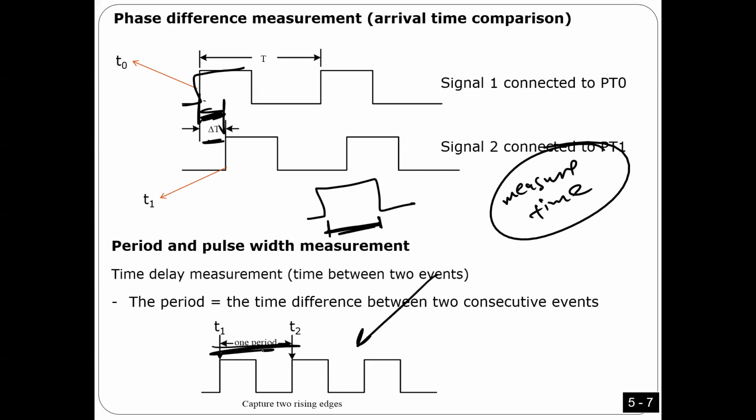Let me say it again. In many cases, I want to measure time, either for a signal this way, or from here to here, or from here to here. The question is, how can I measure the time efficiently, easily, taking very little time from the CPU? How can I do that? Input capture.